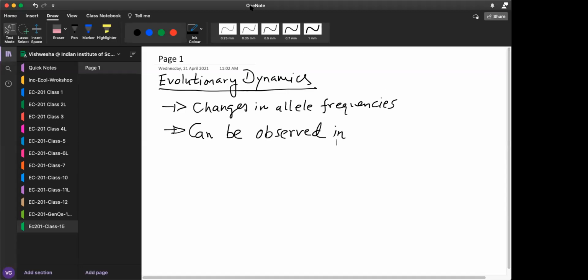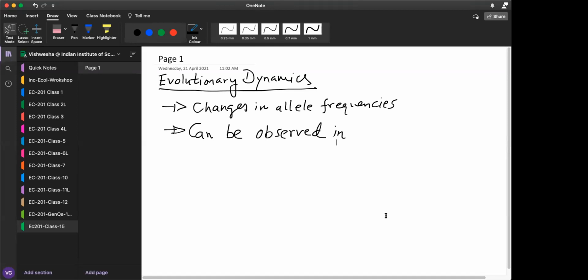Okay, so I'll just quickly repeat what I have just said. From today onwards, we will study evolutionary dynamics for a few classes, and we will look at the role of mathematical modeling. As you would have learned in one of your basic courses, the most basic definition of evolution is changes in allele frequencies.